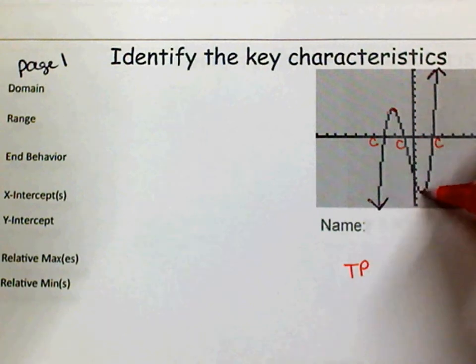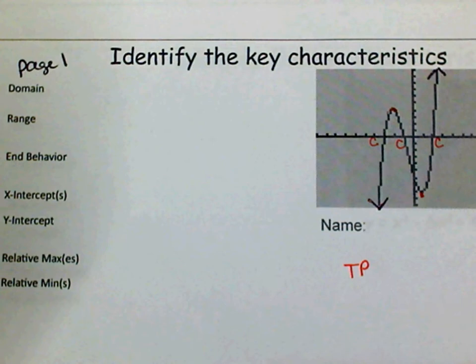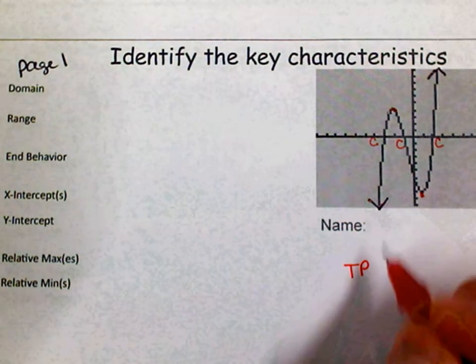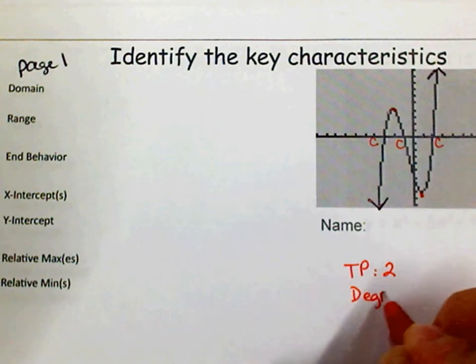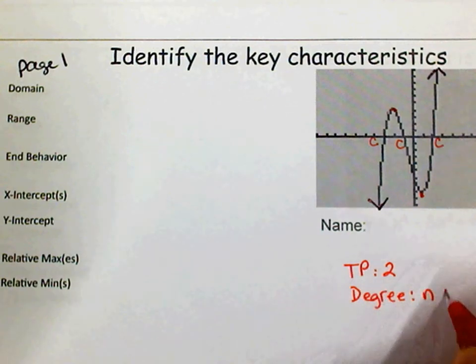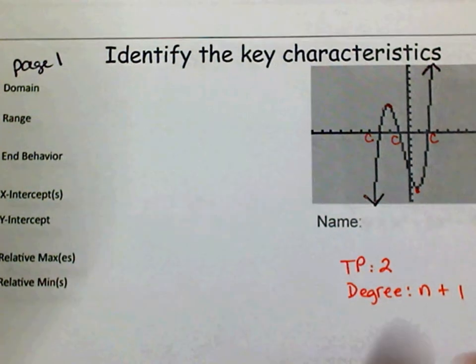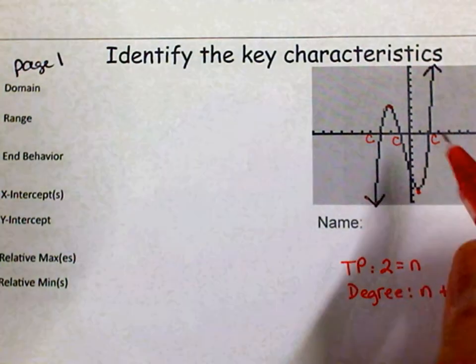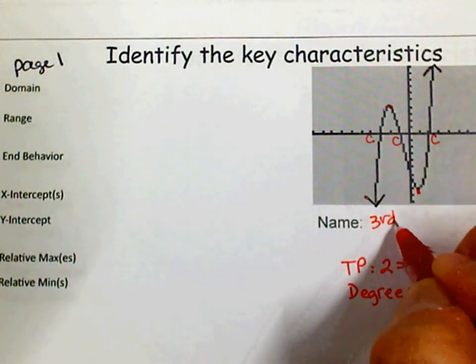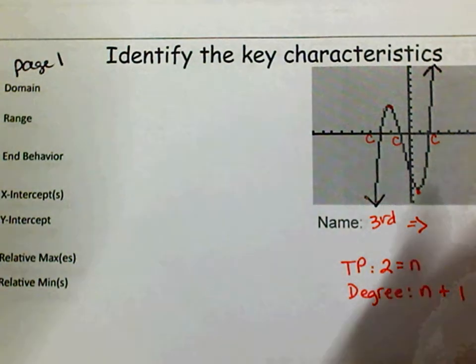But look at your turning points. It's turning right there. There's 1. It's turning right there. So how many times is it turning? 2. So there are changes from positive to negative, negative to positive. If your turning points are 2, your degree is usually 1 more. So if your n is 2, what is the degree of this one? 2 plus 1 is 3. So this is a third degree.